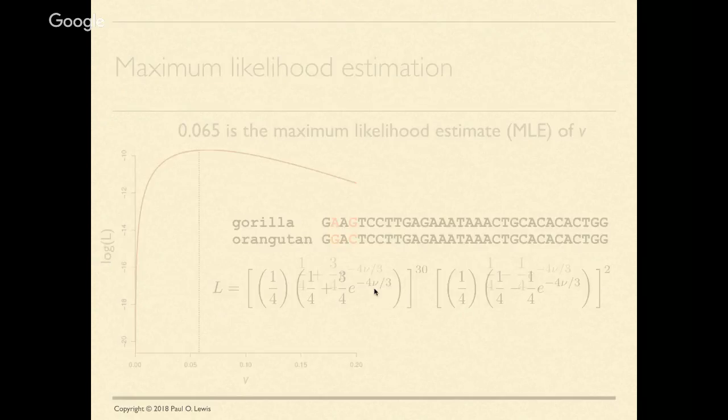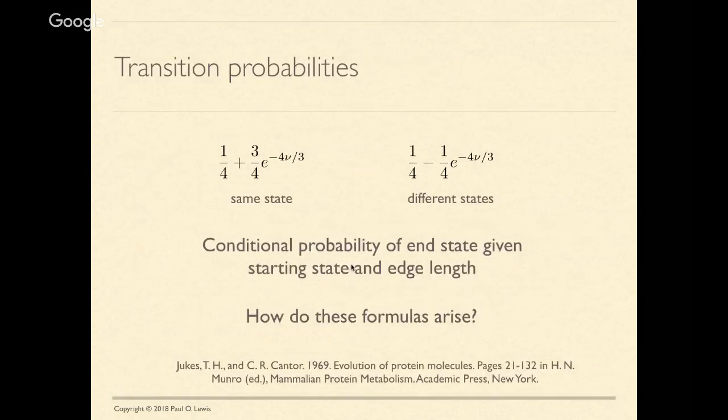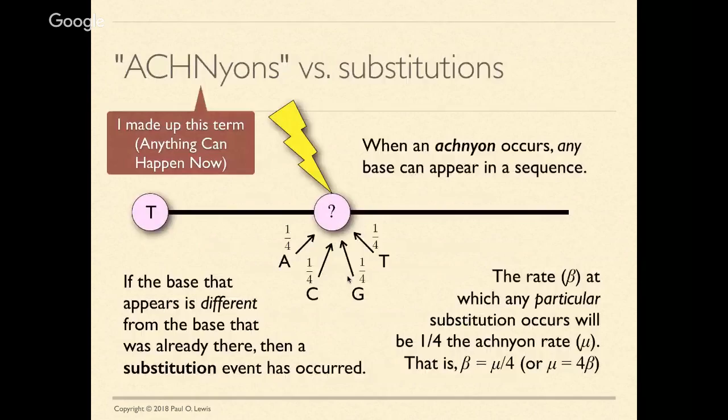So I want to show you where these transition probabilities come from, at least for the simplest model, the Jukes-Cantor model, which was introduced by Jukes and Cantor in this 1969 book chapter. I'll make use of an imaginary thing that I call an acneon. So this is just a term that I made up. This concept actually is used in phylogenetic theory and theory of stochastic processes. I didn't make up the concept, but I just made up the term that refers to this.